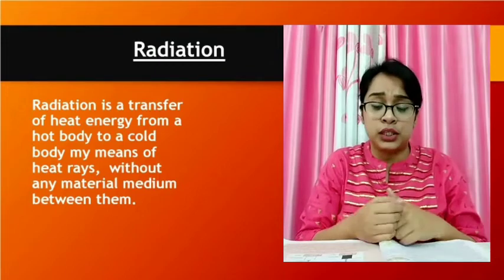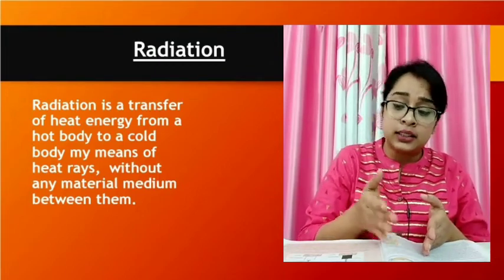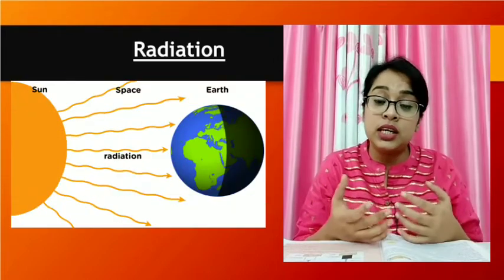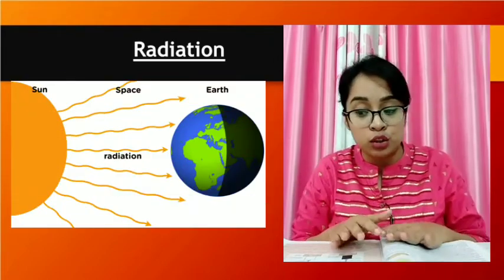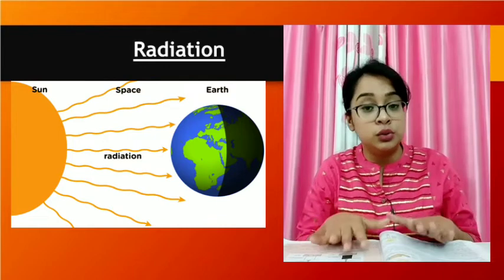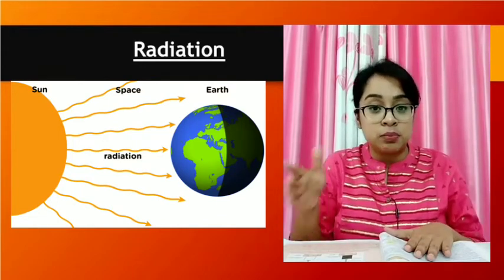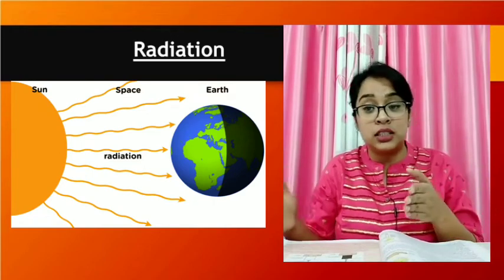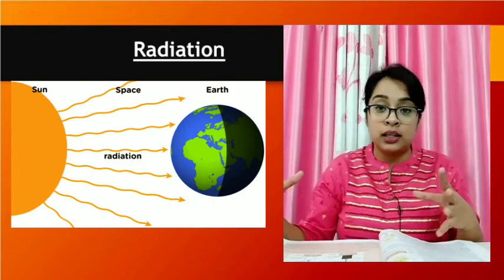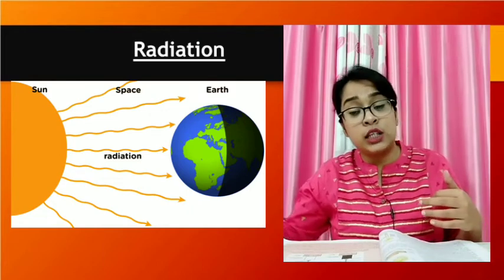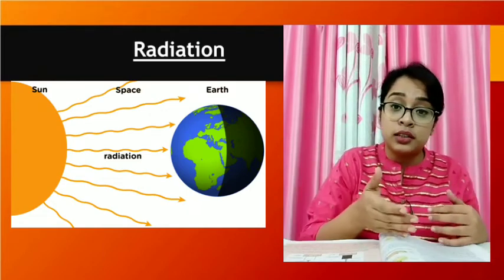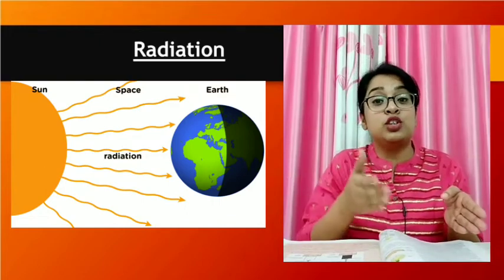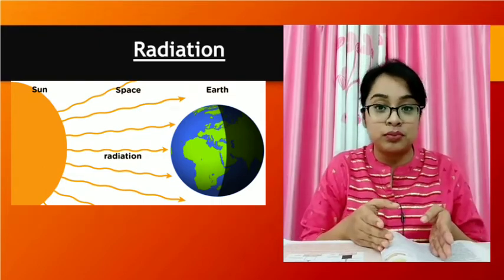In the same way, students, during daytime we get the heat of the sun, and you know that in the solar system or the universe nothing is present, which means vacuum is there, or space, meaning no material is present between the sun and the earth. Then how does this heat from the sun come to earth? The heat from the sun comes to earth by the process of radiation.